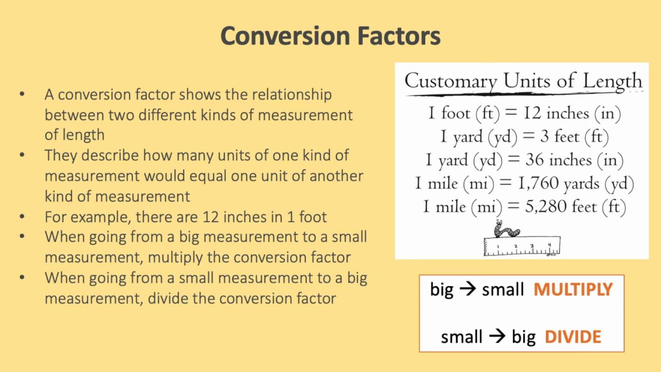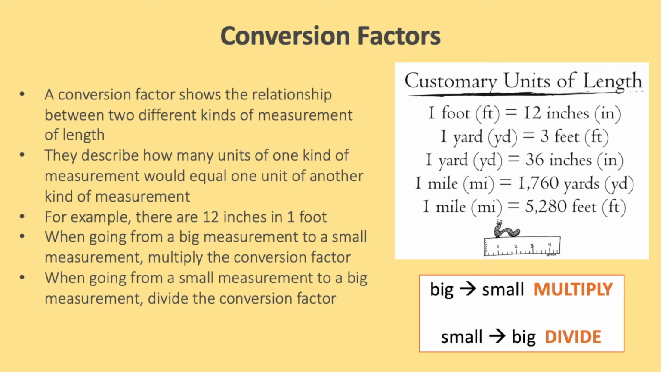When you're converting one unit of measurement to another, something you have to think about is a conversion factor. A conversion factor shows the relationship between two different kinds of measurements of length. They describe how many units of one kind of measurement would equal 1 unit of another kind of measurement. For example, there are 12 inches in 1 foot. So when you're calculating how many inches are in 3 feet, you can just multiply by the conversion factor and figure out that there's 36 inches in 3 feet.